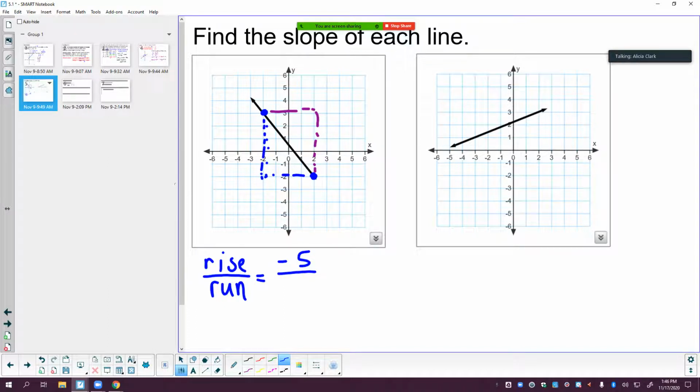And then I'm going to do my run, or I'm going to count how many units to the right I'm going to go on the x. And if I'm moving right, that's a positive. So that's 1, 2, 3, 4, 5 units to the right. Or sorry, I don't think that's enough. 1, 2, 3, 4. Okay, you can count that.